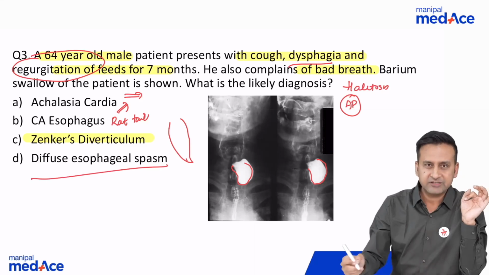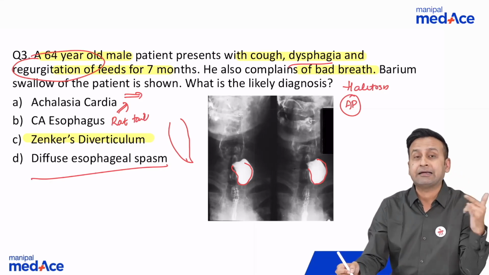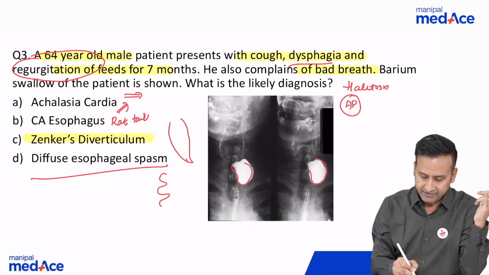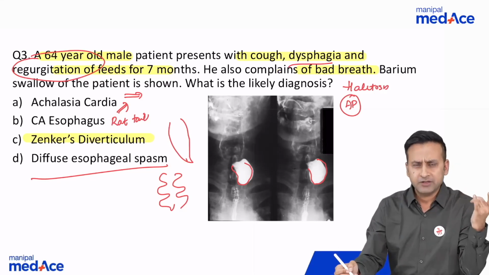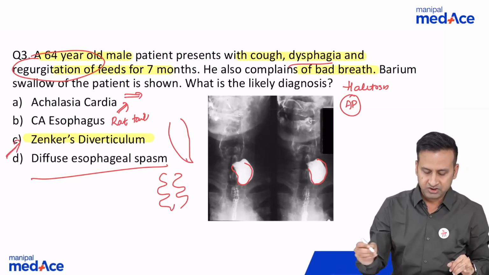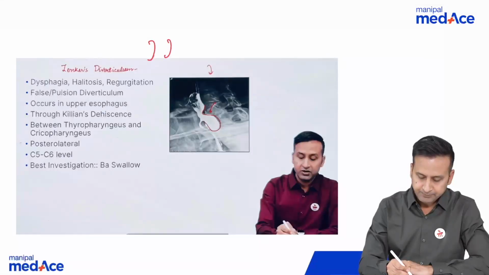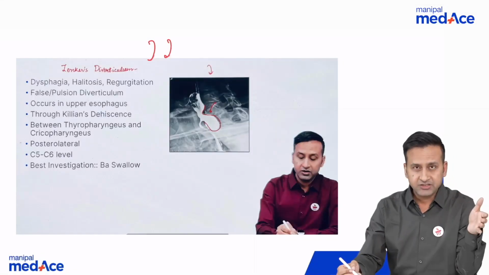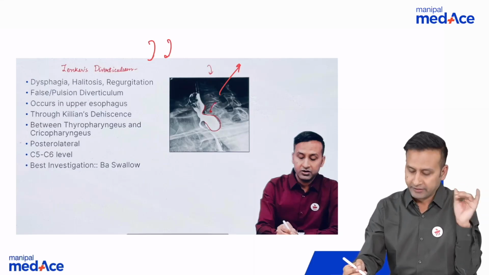And diffuse esophageal spasm, definitely not. In diffuse esophageal spasm, you're going to find concentric rings. You're going to find something like this, typically called the corkscrew appearance or the Curling's esophagus, whatever you call it. So this was an easy question. The answer in this case is pretty much clear. It's Zenker's diverticulum. This is the snapshot of our radiology lectures where we discuss Zenker's diverticulum in great detail, and I hope everybody of you would have got it correct.